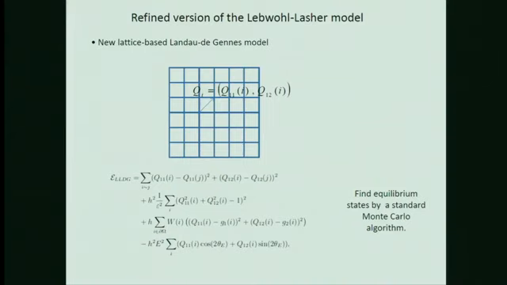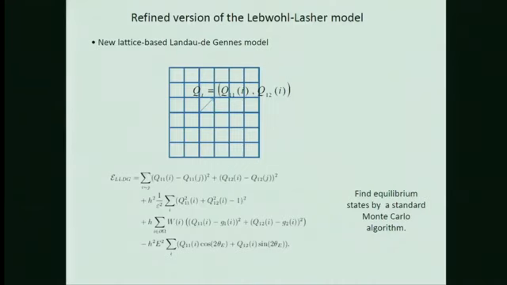So we have our square domain, we have a regular lattice. At every site we have this two-dimensional vector Q11, Q12. This is really just the Landau-de Gennes vector, but defined at every lattice site. Every site only interacts with its four nearest neighbors, and then we've written down a simple lattice-based intermolecular interaction potential.